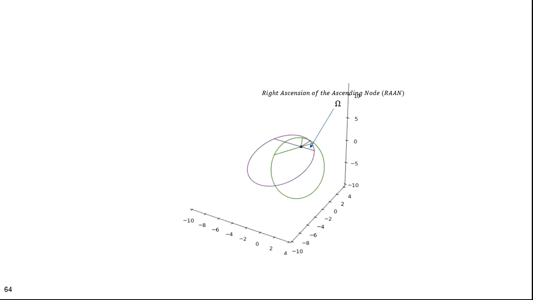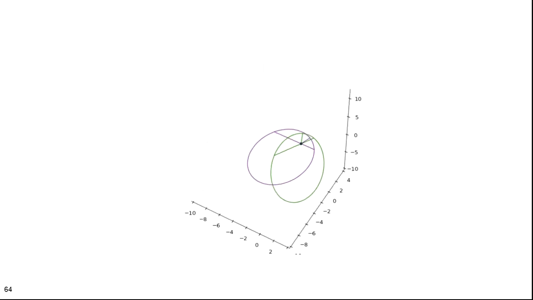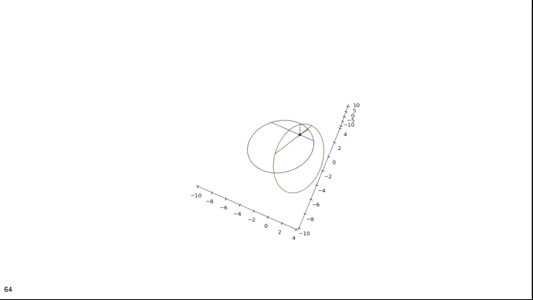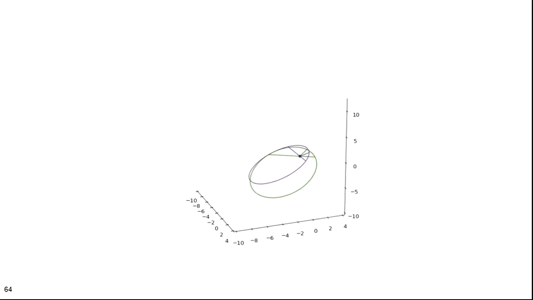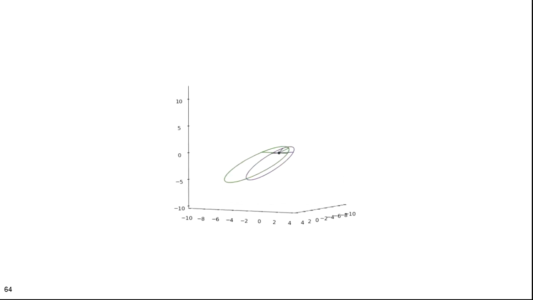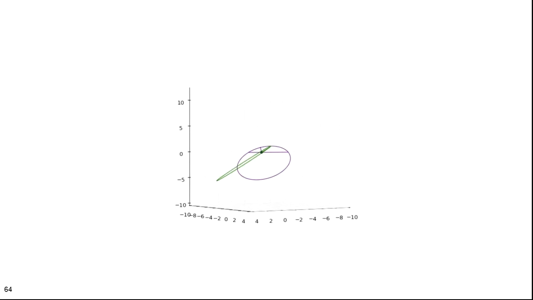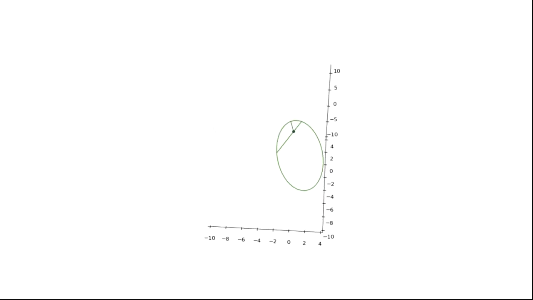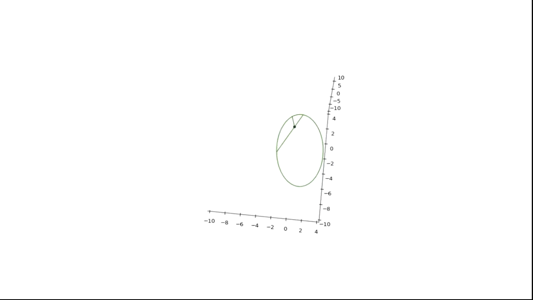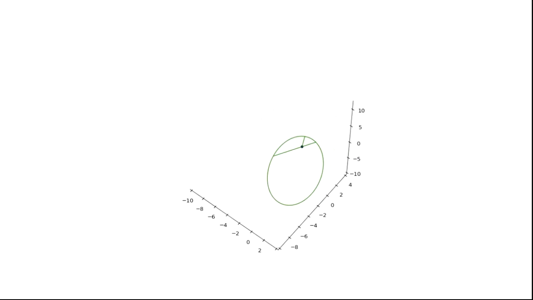Our rotations are now complete. We rotated first about the z-axis, then about the x, and then about the z again. This is the convention for orbital elements and can position the ellipse in any orientation. And here's the orientation from different perspectives. The last degree of freedom is the location of the orbiting body along the ellipse, the true anomaly.